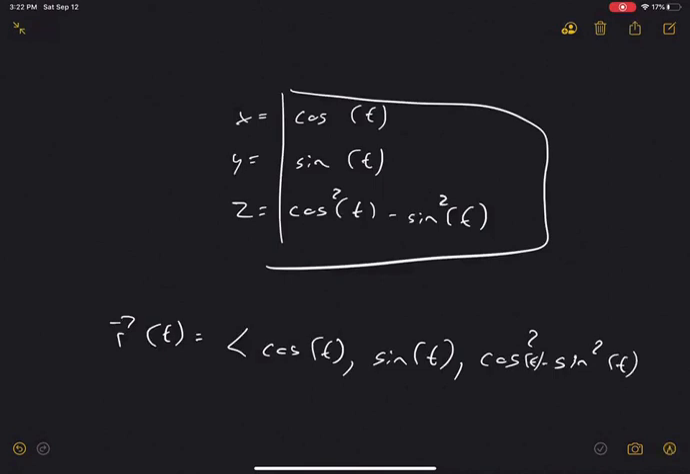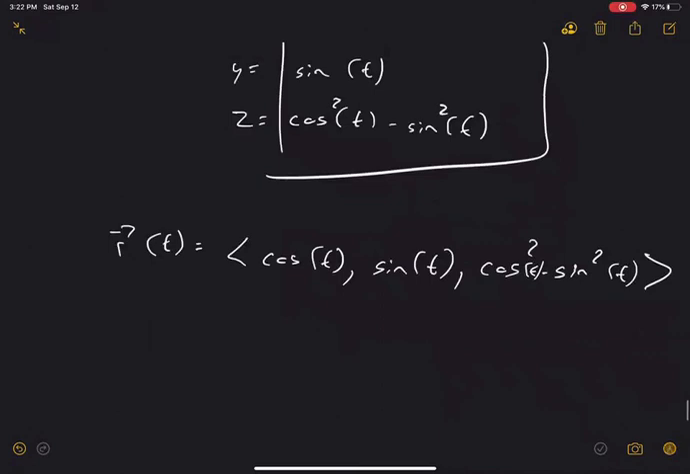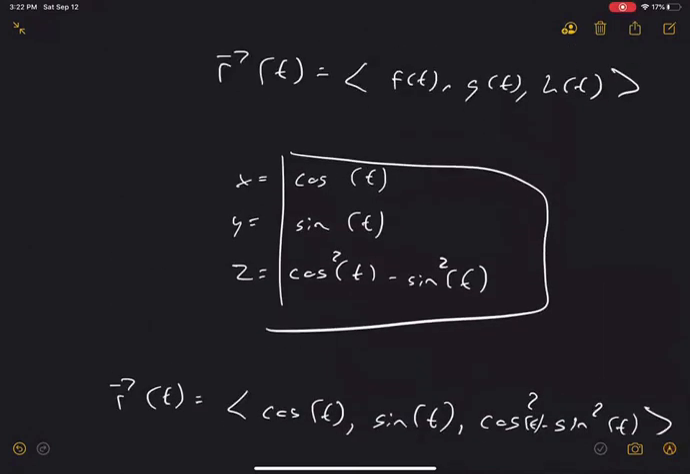Okay, so I get this. We picked x equals cosine and y equals sine, but we could have just as easily done the reverse. We could have said x is equal to sine of t and y equals cosine of t. And then this z would be sine squared minus cosine squared. So either one of those should be acceptable. So let's see if the book agrees. What number did we say? 45.